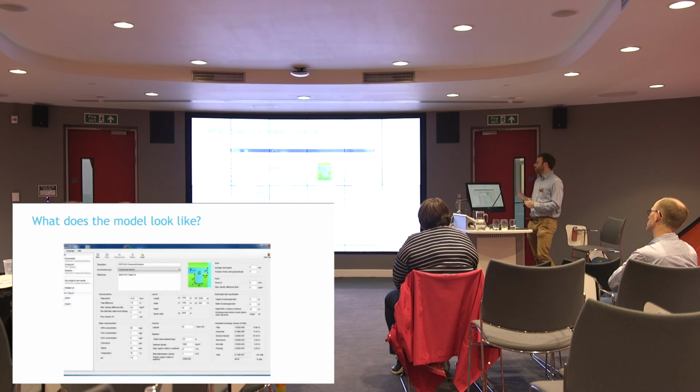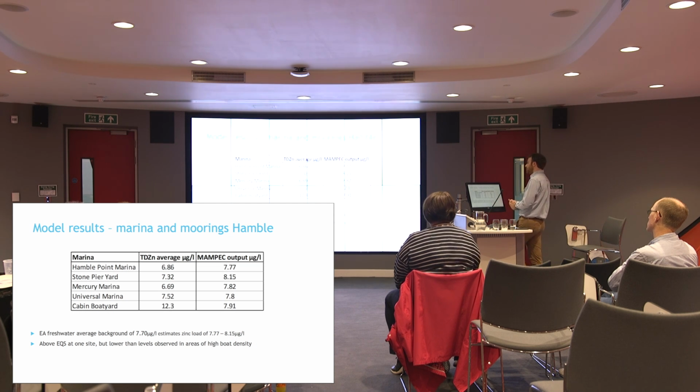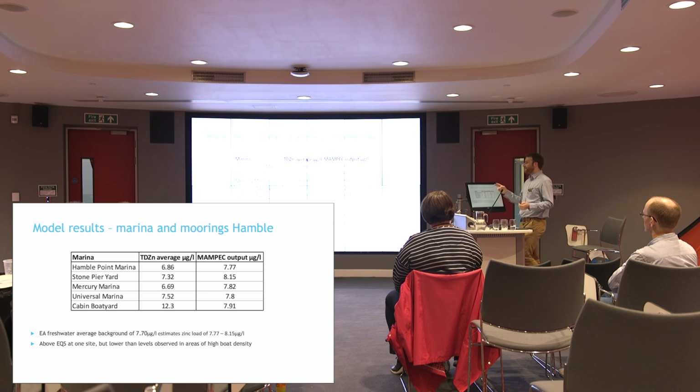Okay, so the model looks like this, a simple box model. You put in your inputs such as pH, temperature, salinity, and the width, length and depth of the marina, and then from that you can calculate the zinc concentration which is eventually coming from each marina. If we look at the results, we used a background concentration of 7.7 microgram per litre, and for the marinas in the Hamble, it gave us estimates of 7.7 to 8.15 microgram per litre for the zinc level. So you can see this is below the levels that we're seeing in the estuary in some cases.